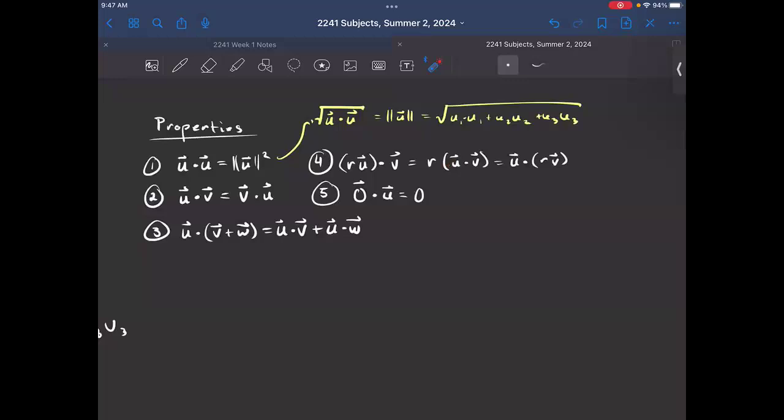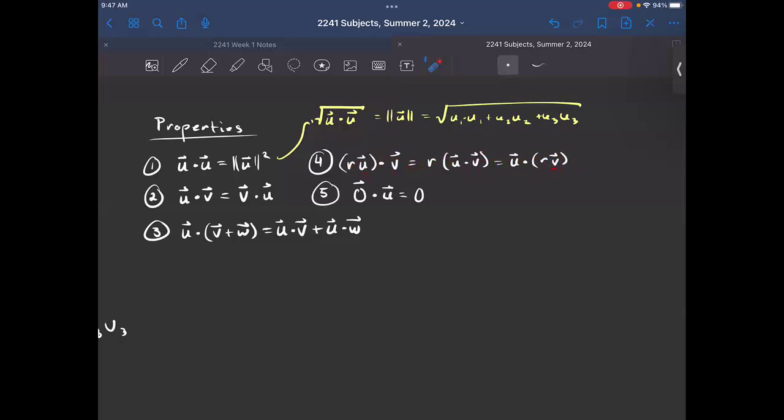Four is this kind of cool property. It looks just like association, but you want to be very careful again about what these objects are. So u and v are vectors, and r is a real number. So they're different types of things, and we need to make sure that we know what's going on here. So what this side is saying is if you scale a vector and then dot product it with another vector, that's the same as dot producting both of the vectors first and then scaling the result, or scaling the other vector by the exact same amount and then doing the dot product. So all three of these things are the same.